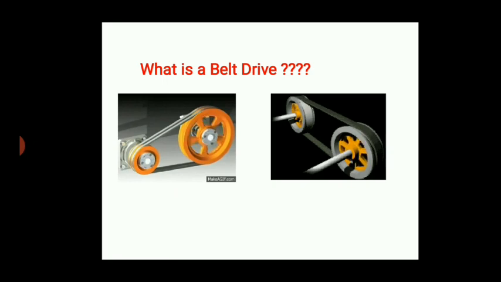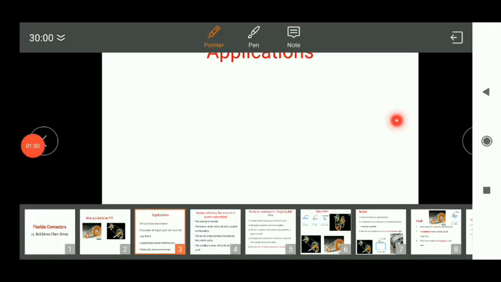Now what is a belt drive? Belt drive is a power transmission system in which the motion can be transmitted from the driving shaft to the driven shaft with the help of a belt which is wound around the pulleys. One pulley is mounted on the driving shaft, whereas the other pulley is mounted on the driven shaft, and both are separated apart with some distance, and with the help of the belt this motion is transmitted from the driving shaft to the driven shaft. We can see here in this image.